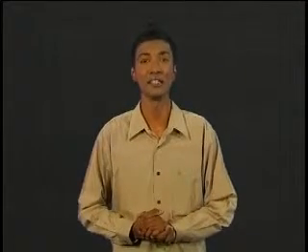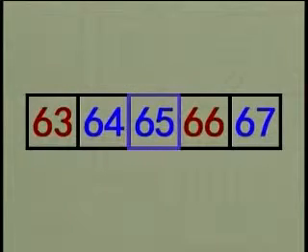Now, let's count and fill in some missing numbers. We'll start by counting on in ones to fill in the missing numbers in this example. 63, what number? What number? 66, what number? The first number is 63. If we count on in ones, the next number should be, yes, 64. And after 64 comes 65. Very good. And after 65 is 66, which is already there. So, what comes after 66? Yes, 67. The missing numbers are 64, 65, and 67.